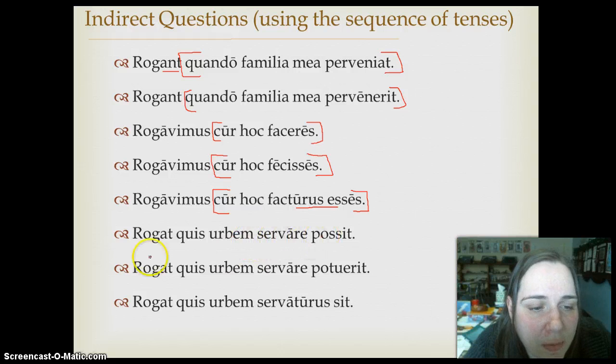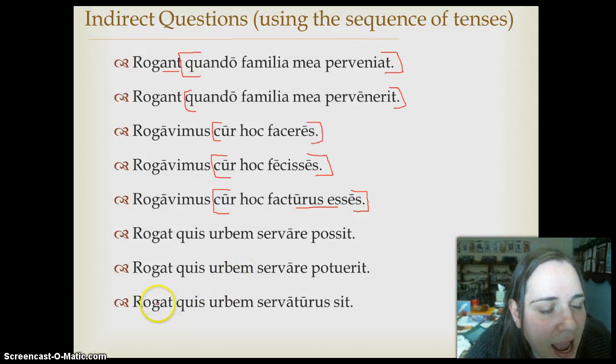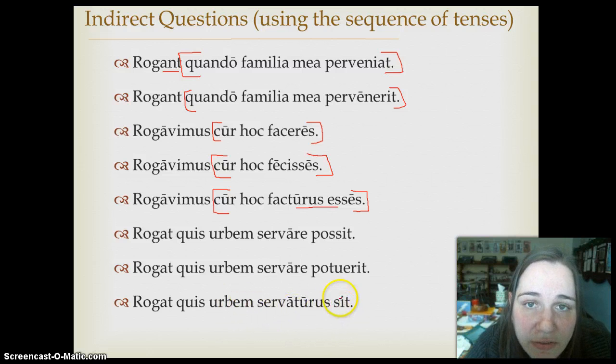Rogat quis urbem servare posset, he asks who is able to save the city, present. Rogat quis urbem servare potuerit, perfect, because we're in primary sequence. He asks who was able to save the city. I can't believe I just made that mistake. I yell at you guys for that. And then rogat quis urbem servaturus sit, future active periphrastic. He asks who will save the city, or who would save the city.